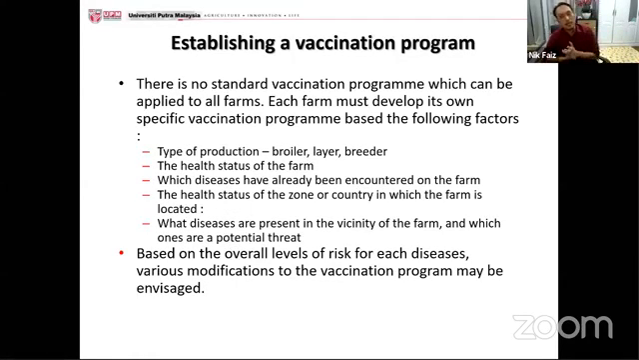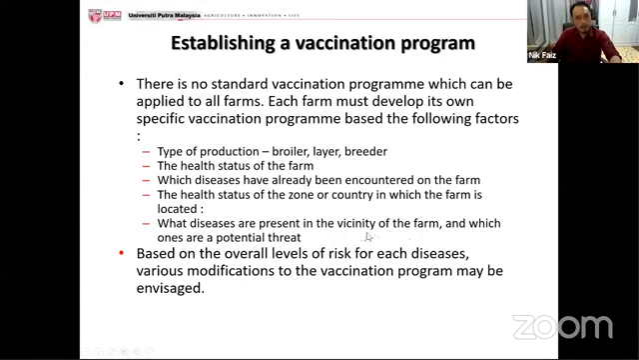When it comes to establishing a vaccination program, there is no standard vaccination program which can be applied to all farms. As you may already know, if you go to different farms, their vaccination programs are different because they cater to different needs. Each farm must develop its own specific vaccination program based on the following factors. The type of production, whether it's broiler, layer, or breeder. For a broiler farm, you want to be as cost effective as possible. In layer and breeder, you want to protect the health of the birds, and for breeder, you want to induce maternal antibodies for the progenies.